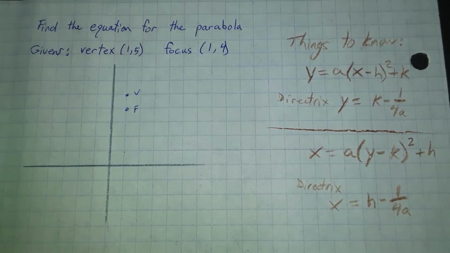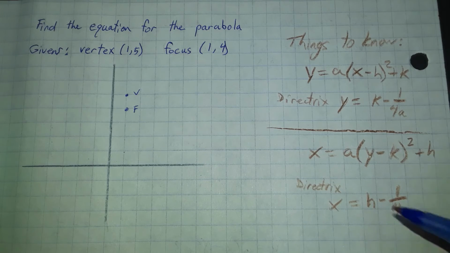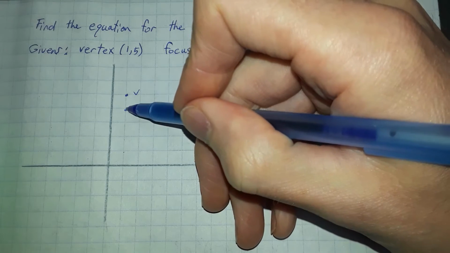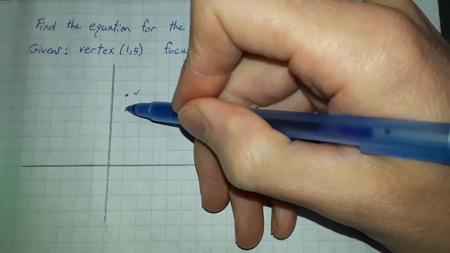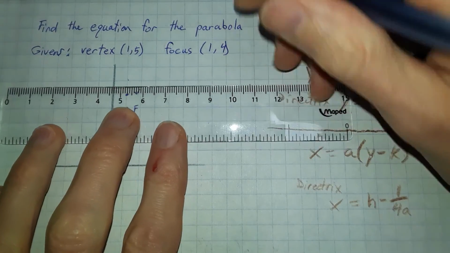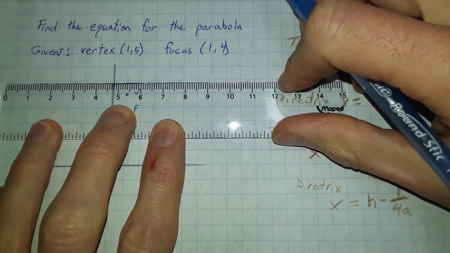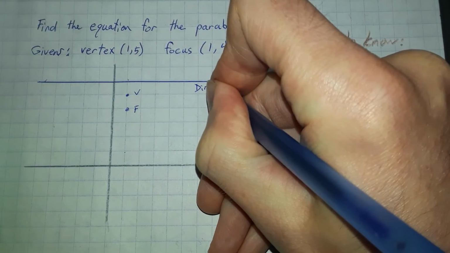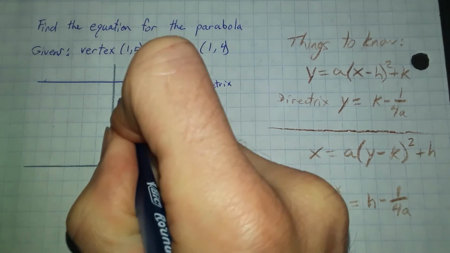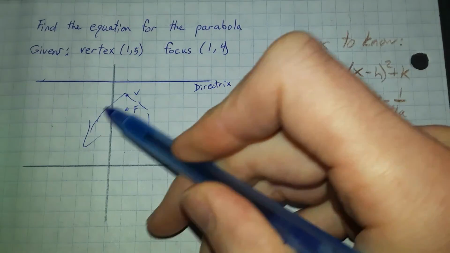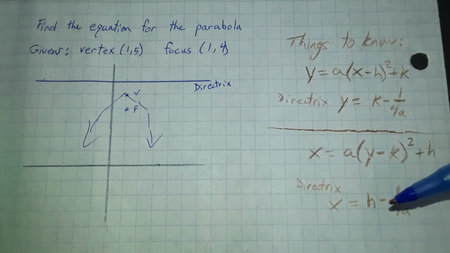the focus. If I know the vertex and the focus, I also know where the directrix is, because the directrix will be on the other side of the vertex, the same distance from the vertex as the focus is. So 1 unit over, I have a directrix moving through this point. So I can also sketch this in. This is my directrix. Now I can sketch in a parabola here. It's going to open away from the directrix towards the focus.